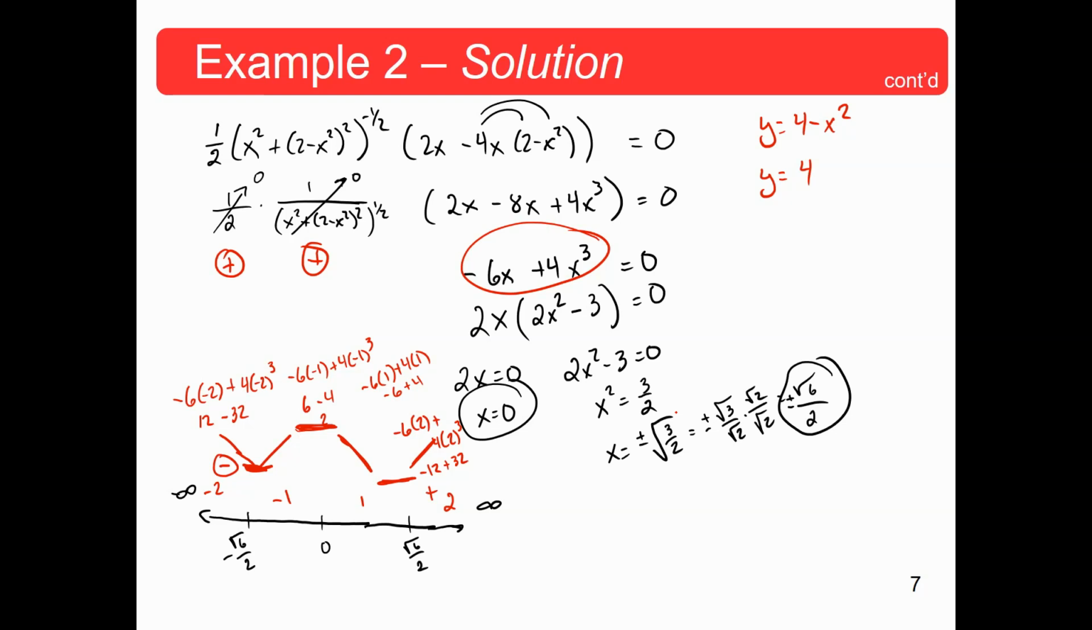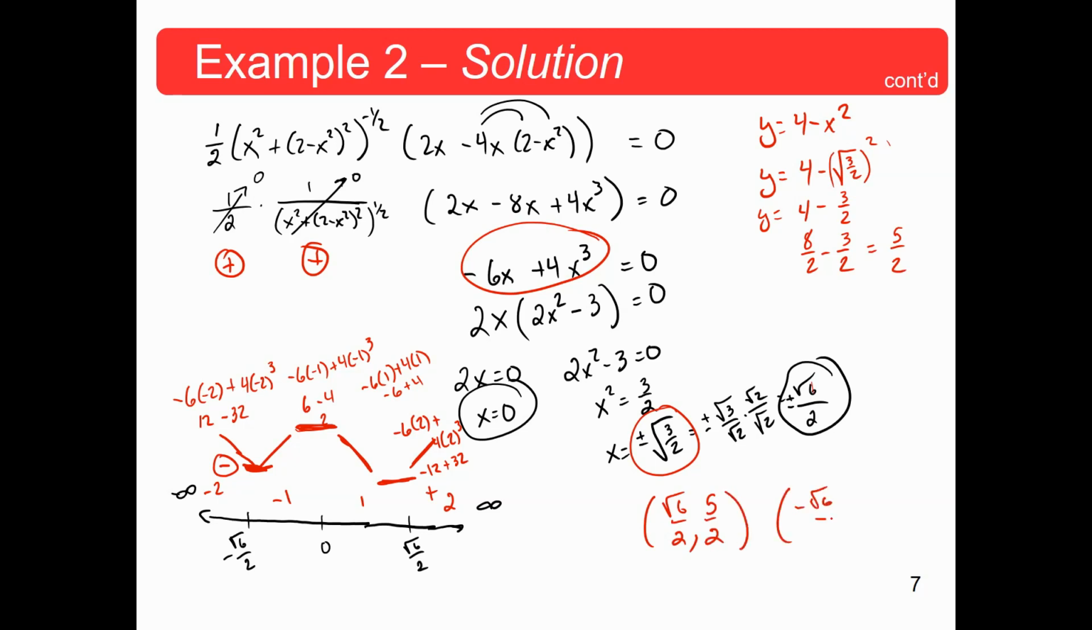What's our x? Our x is root 3 over 2, right? So minus square root of 3 over 2 squared. And I do this just because this is going to let me get rid of the square. If you ask why I didn't use this, it's just because this gives me 3 halves, right? So 4 minus 3 halves. So that's going to be 8 halves minus 3 halves, which is 5 halves. And we're going to get the same value for positive and negative because it's an even function. Therefore, our points are square root of 6 over 2, 5 halves, and negative square root of 6 over 2, and 5 halves.